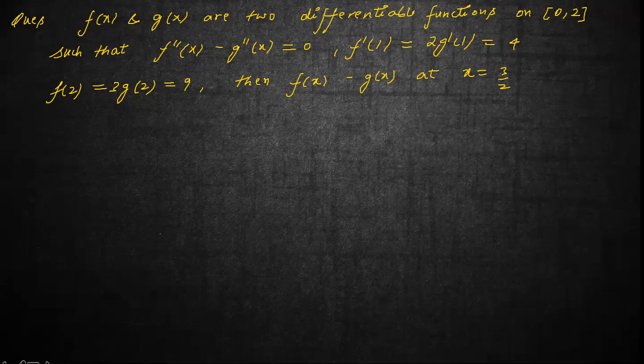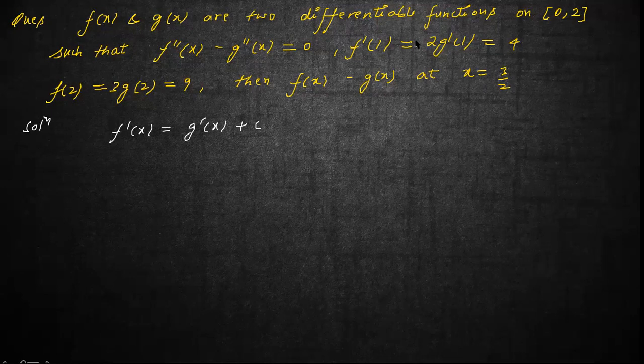Basically f(3/2) minus g(3/2). In this case, we have f''(x) equals g''(x), so we can integrate this. So we'll have f'(x) equals g'(x) plus a constant, which will also come here because we are integrating. If we don't write the constant, we'll have f'(x) equals g'(x), which will violate this condition, of course.